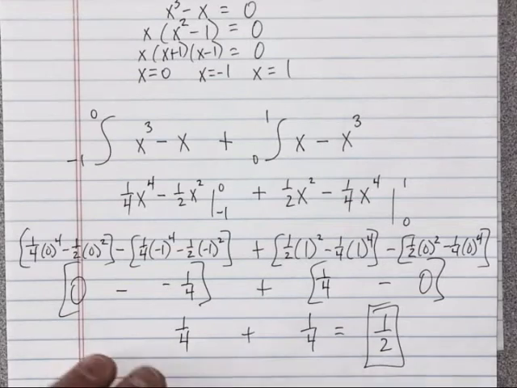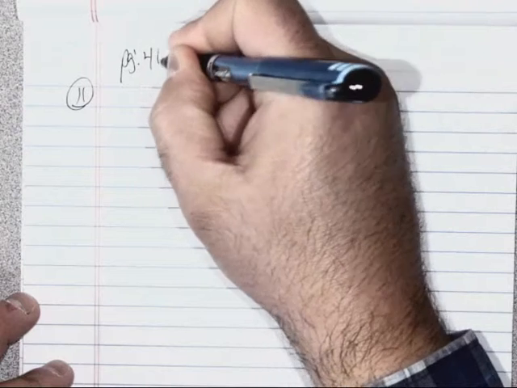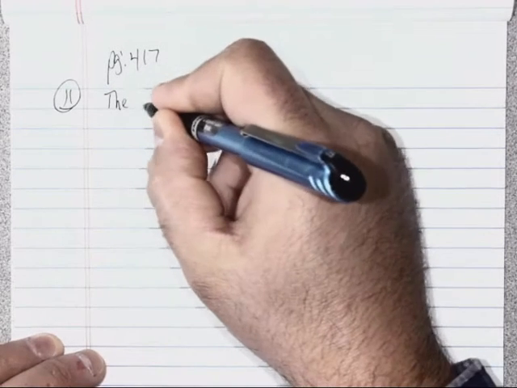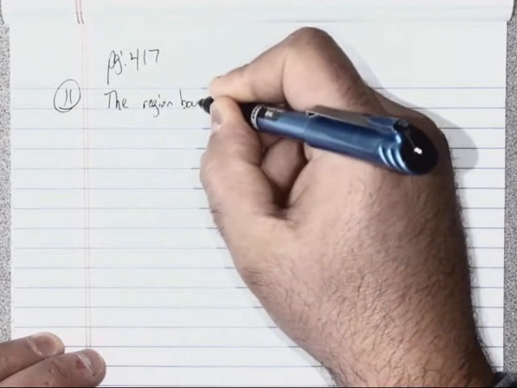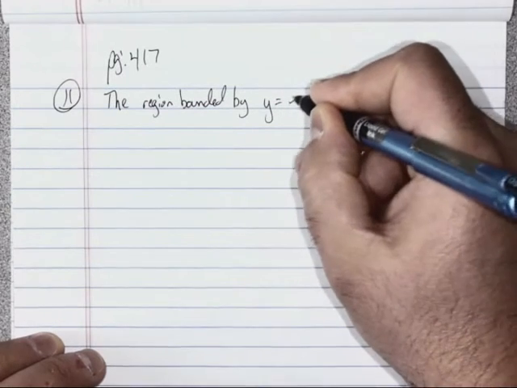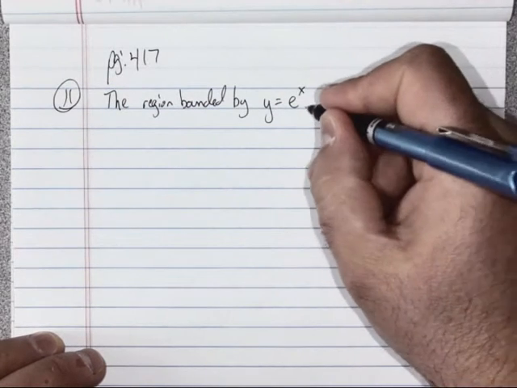All right. Let's look at another example here. Let's look at number 11. Getting a little bit more complicated. So number 11 on page 417. All right, it says sketch the region and find its area. So we want to find the region bounded by 3 functions, and we've got some transcendental functions in here.